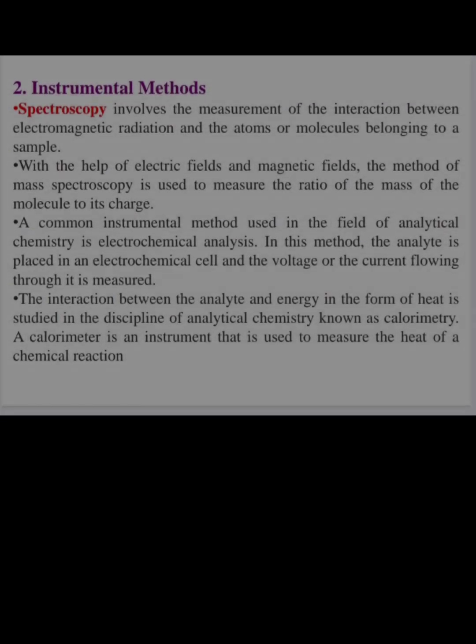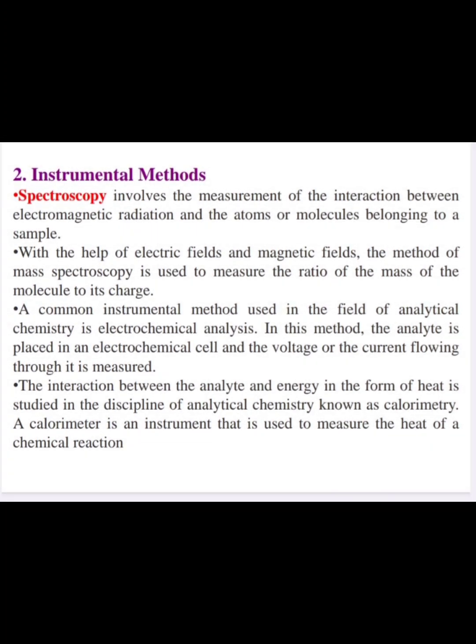Next method is the instrumental method. In the instrumental method we can see spectroscopy. Spectroscopy involves the measurement of the interaction between electromagnetic radiation and the atoms or molecules belonging to a sample. With the help of electrical and magnetic fields, the method of mass spectroscopy is used to measure the ratio of the mass of a molecule to its charge.